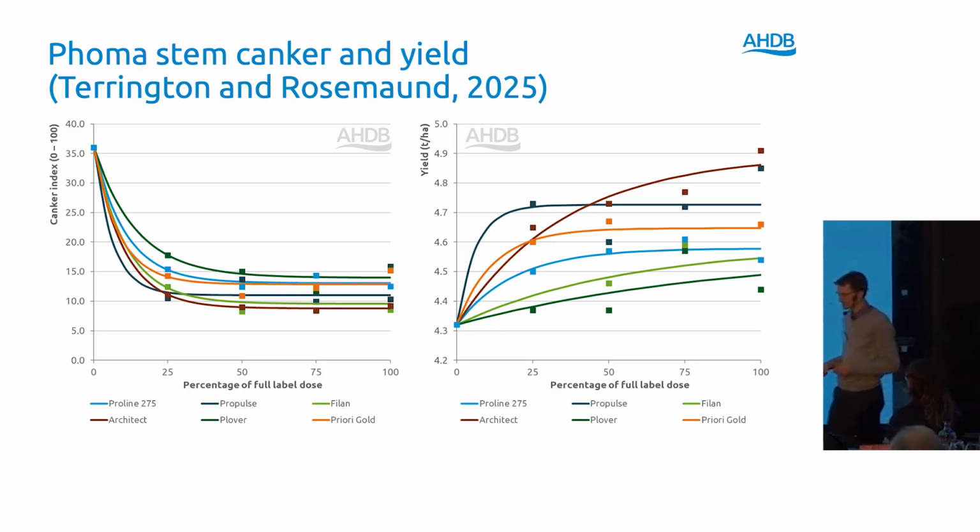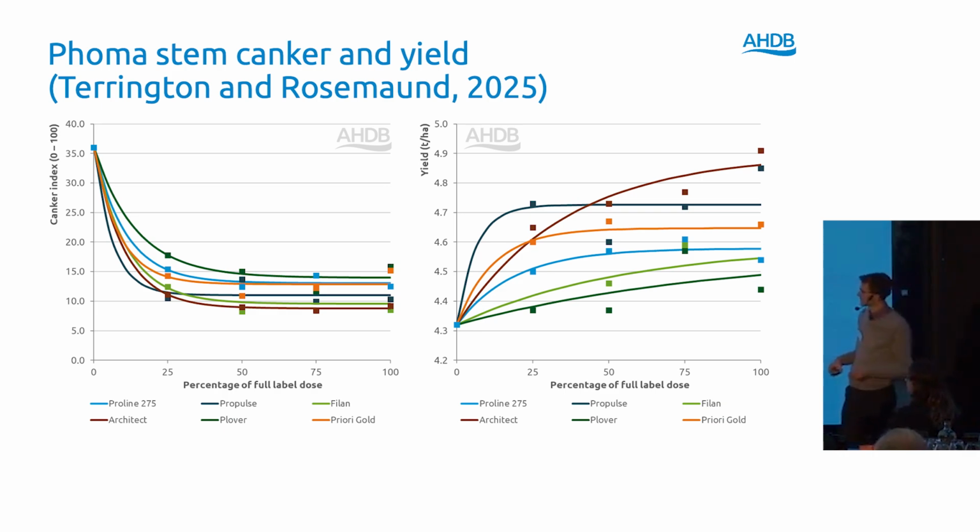So in terms of how the products perform, that top line there is the straight difenoconazole in the Plover, which has given a stem canker index reduction from 36 down to 15. Below that, two products performing quite similarly: the Proline, the straight prothioconazole, and then the difenoconazole plus azoxystrobin co-form in the Prairie Gold. Then you've got three products down the bottom there.